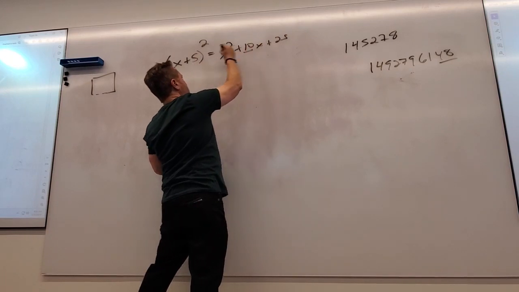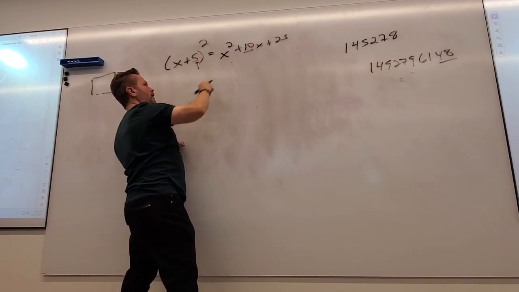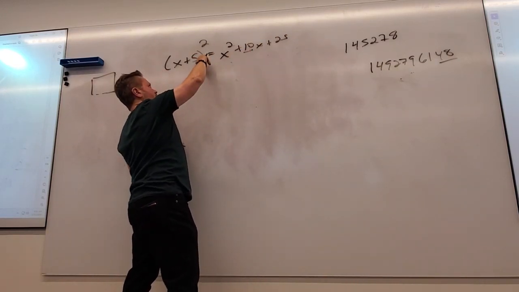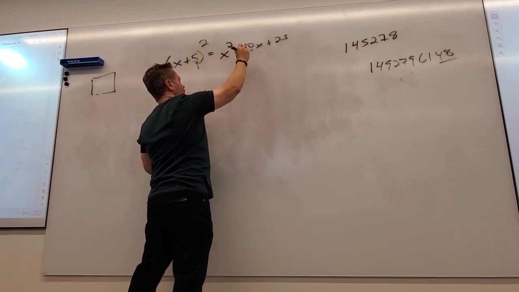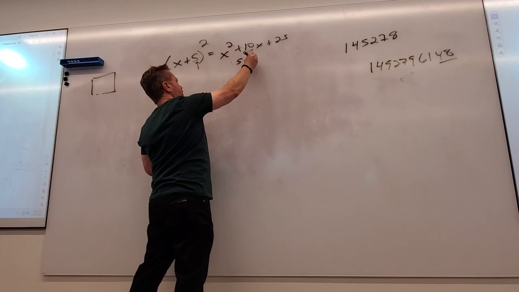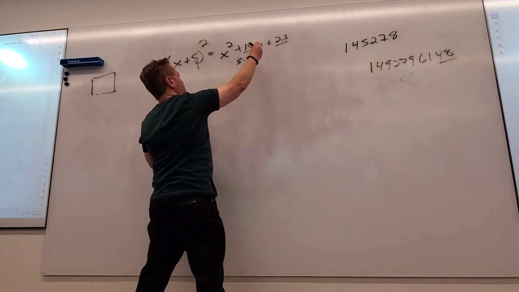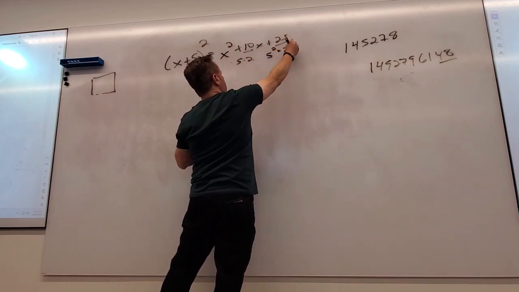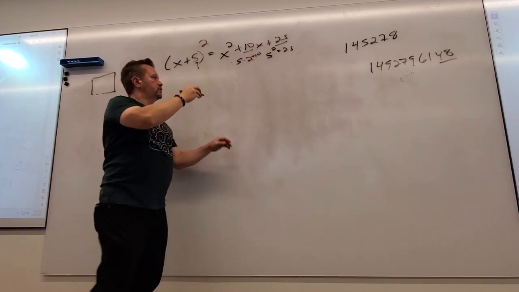How does this relate to this? How does that number relate to this number? 10 divided by 2 is 5. So 5 times 2 is the middle number, yes? And how does this number relate to this number? It's a square, 5 squared is this number. Okay, let's try another one.